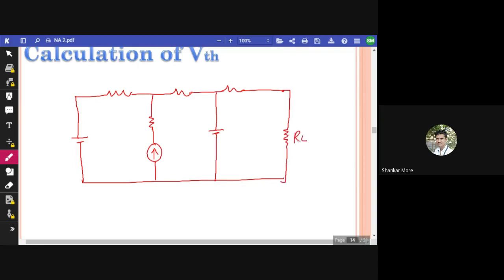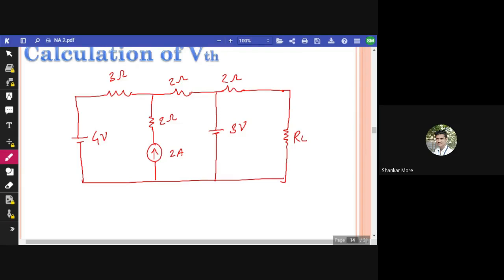This is RL. The value of this voltage source is 3 volt. This is 2 amperes. This is 2 ohm, 4 volt, 3 ohm, 2 ohm, and 2 ohm. Okay, so for this circuit we have to calculate VTH.